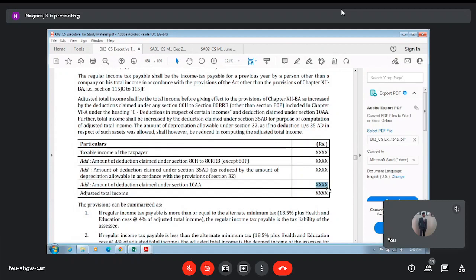If you claim the deduction there, same amount you need to add, then you will get the adjusted total income. On this, you need to apply 18.5% plus surcharge plus health and education cess.